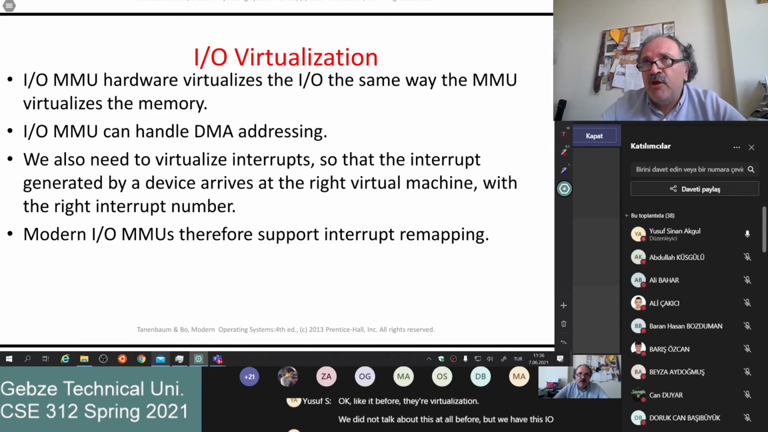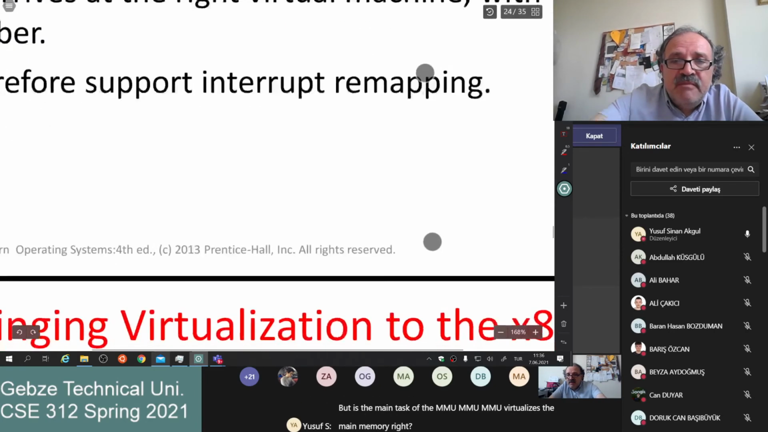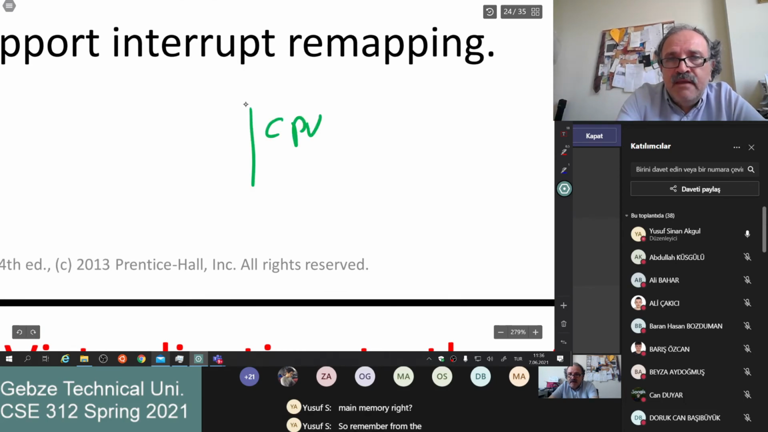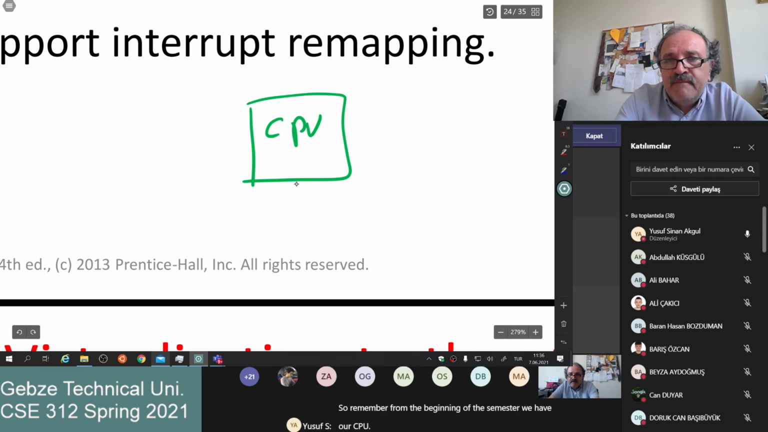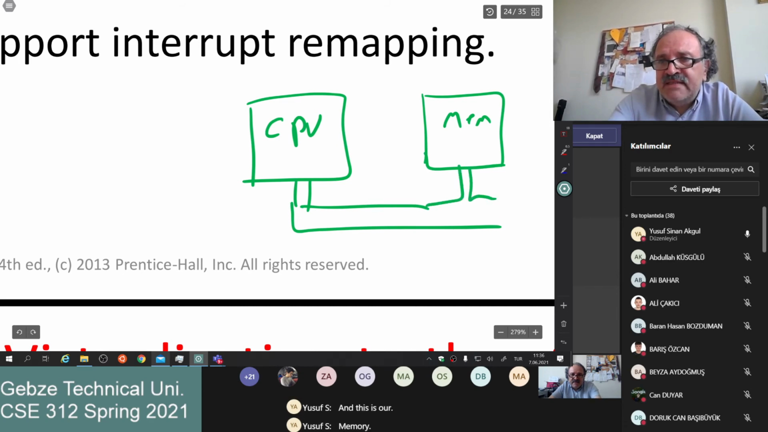Okay, what's the IOMMU? The IOMMU is like an MMU, memory management unit. What is the main task of the MMU? The MMU virtualizes the main memory, right? So remember from the beginning of the semester, we have our CPU. Our CPU is connected to the system bus like this. And this is our memory.